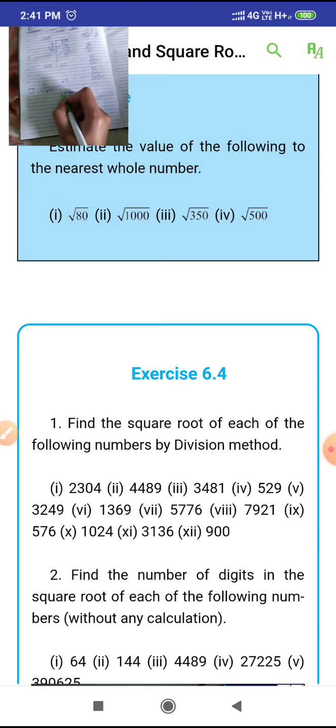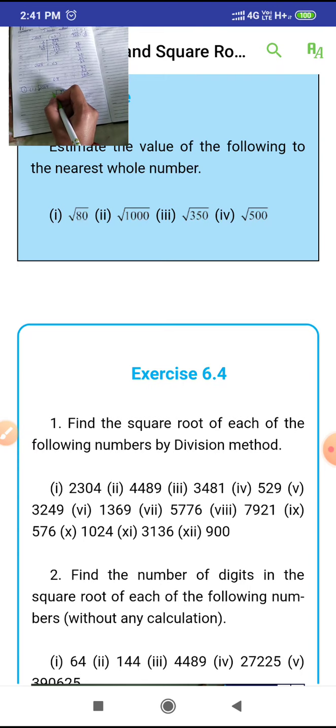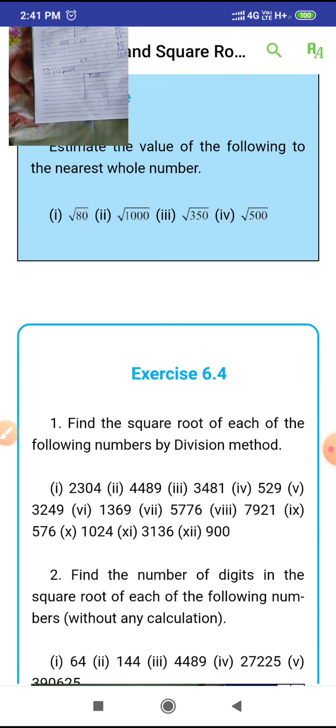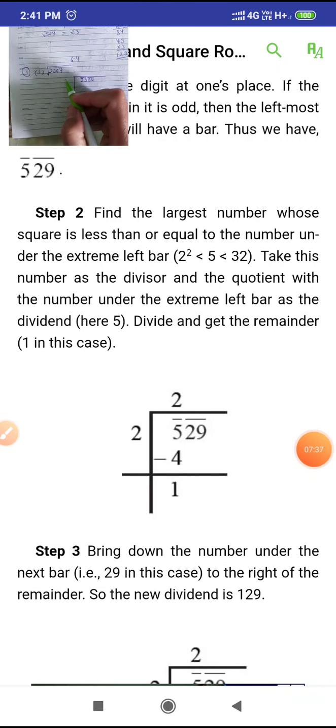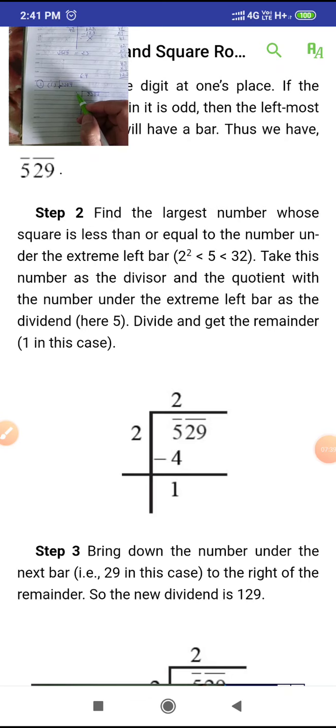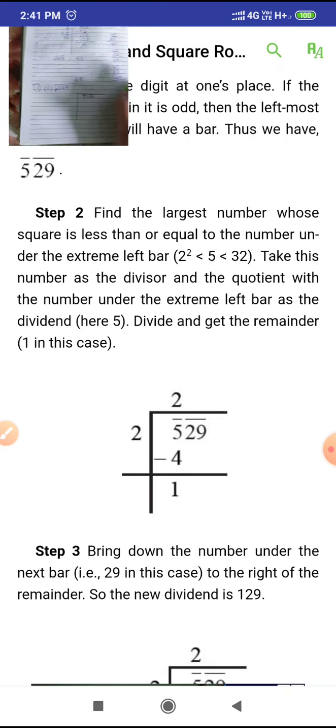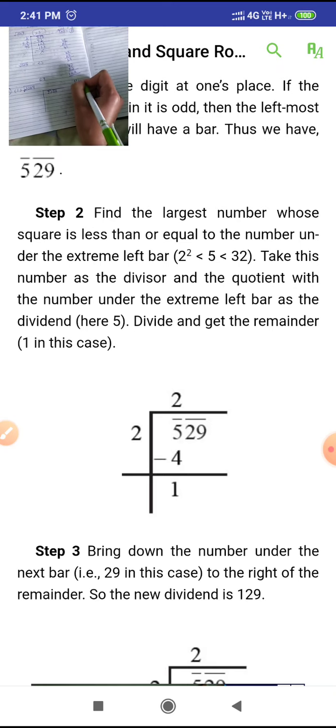Then we write a number as the divisor here, so that its square become less than 23. So if we take 1, square of 1 is 1, it is less than 23. Then we take 2, square of 2 is 4, it is also less than 23. Then we take 3, square of 3 is 9 and it is also less than 23. Then we take 4, square of 4 is 16 and it is also less than 23. Then we take 5, square of 5 is 25, it is greater than 23.